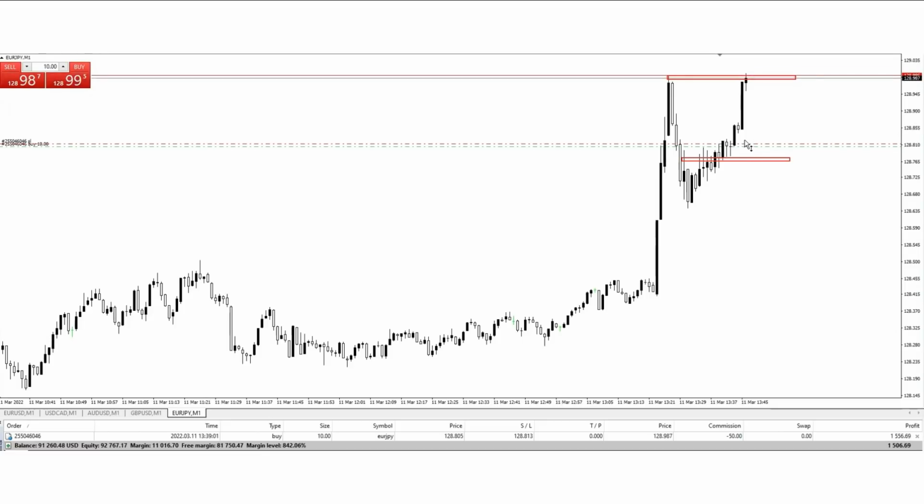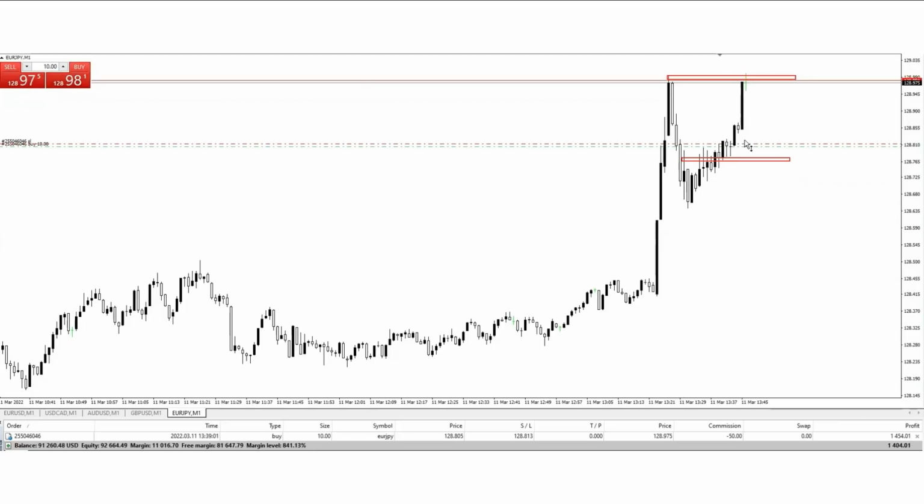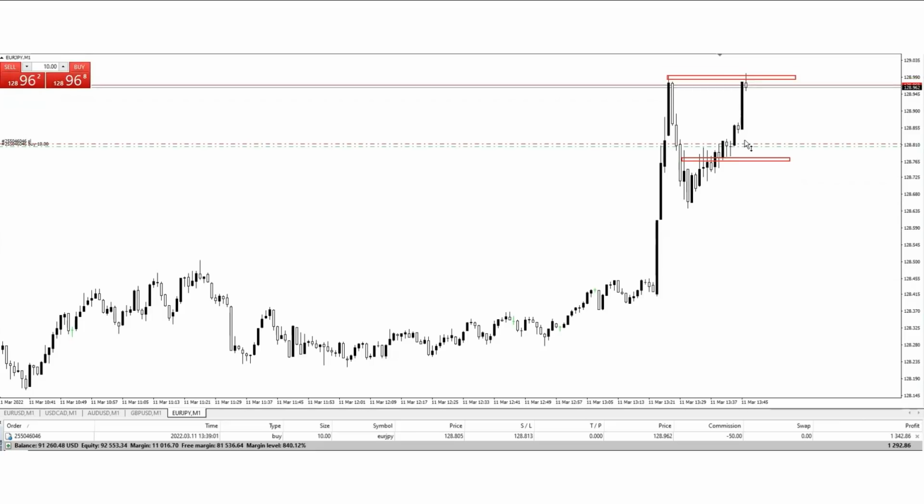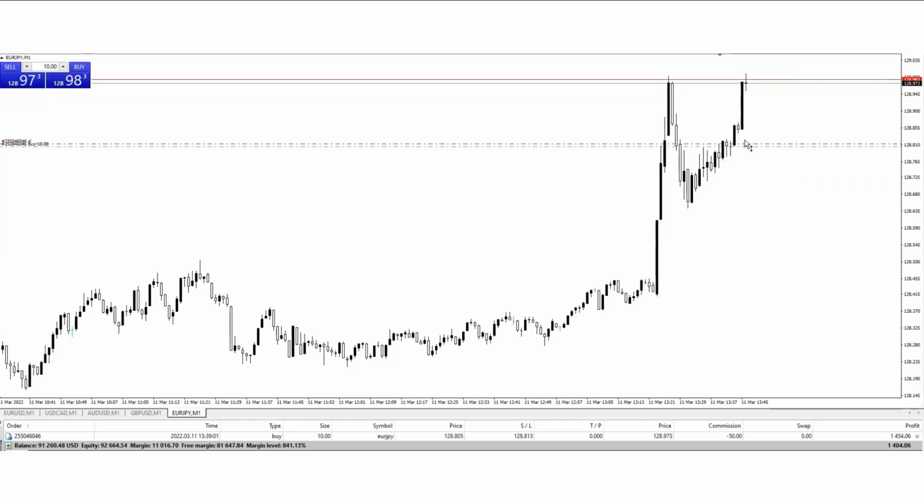Now, if you were to pull the plug on this trade right now, you'll be up 1,400 for the day. Catch 2 of these a week, and you've made 10% a month very easily. Wow. Okay.